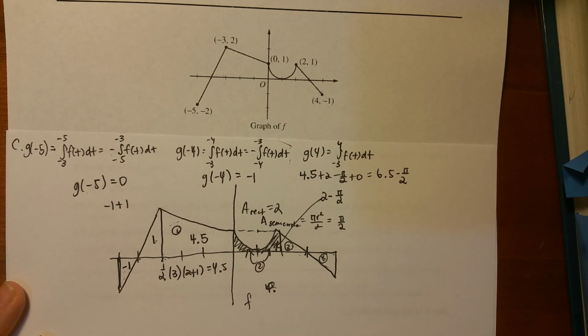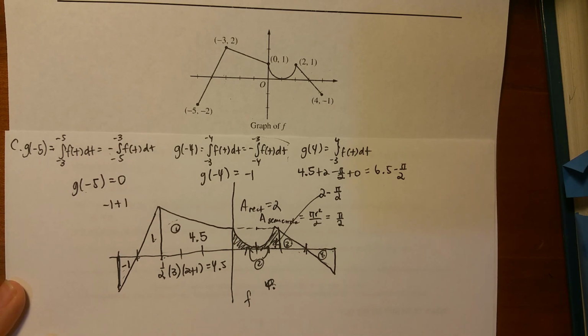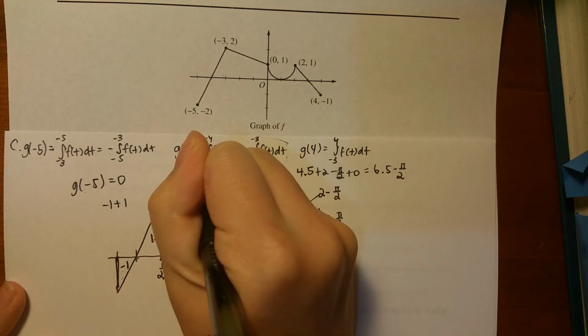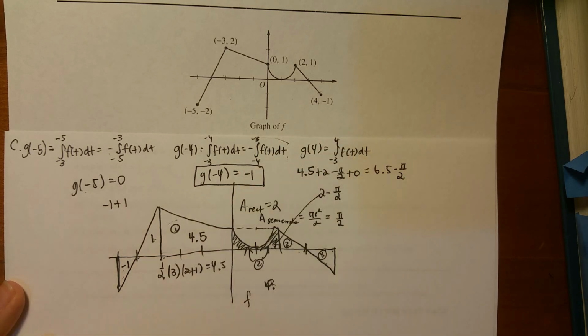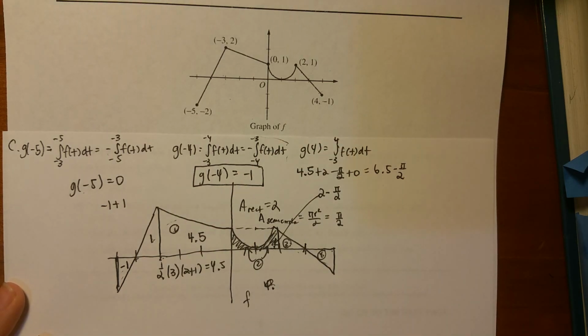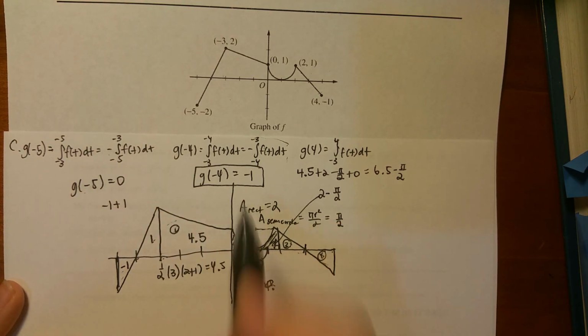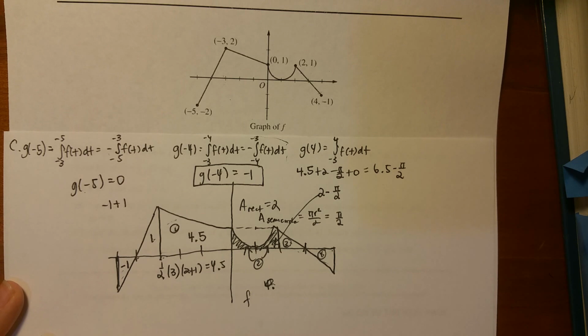Now we can finally determine the absolute minimum of g. We observe these 3 values that we have obtained from testing the endpoints and relative minimum. We can then conclude that g of -4 equals -1 is going to be the absolute minimum of g because it is the smallest value out of the values we tested. These 2 values were from the endpoints and this value was from the relative minimum.